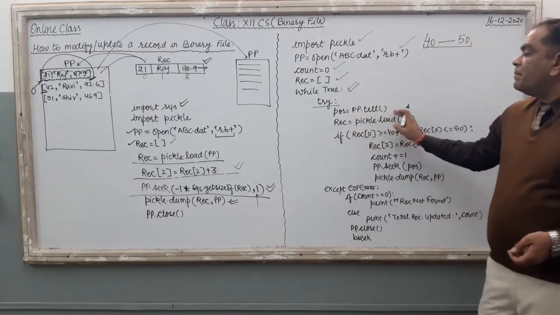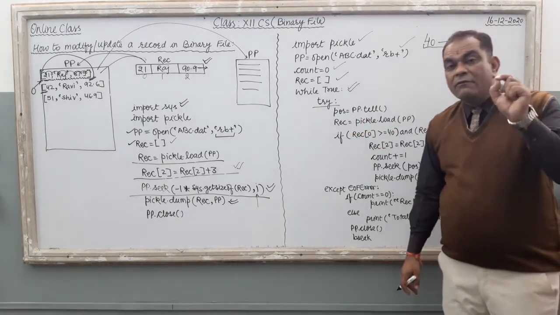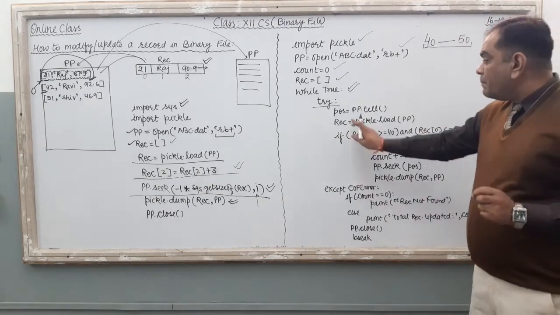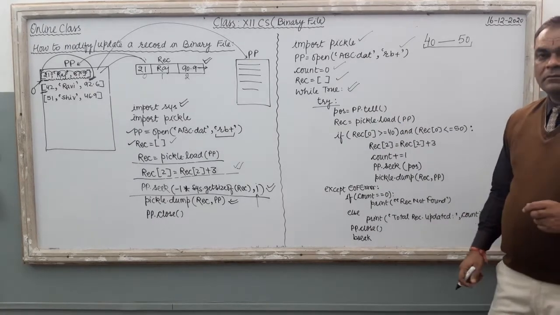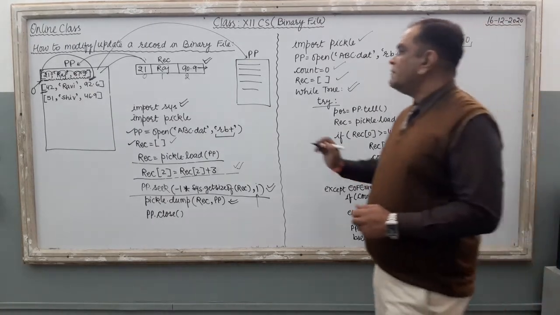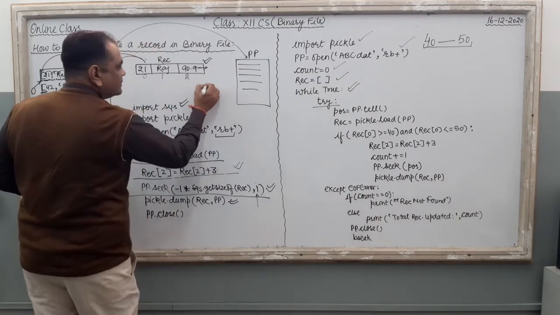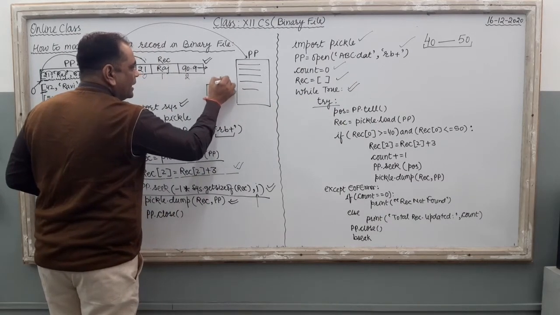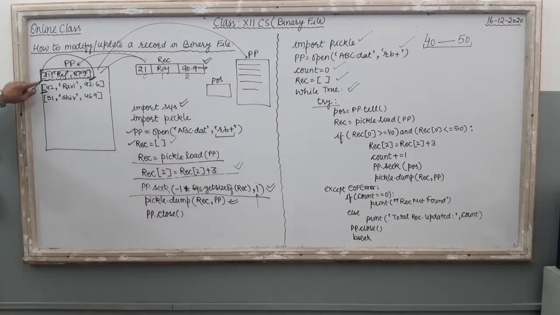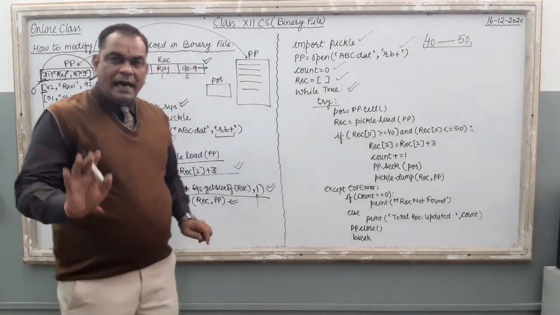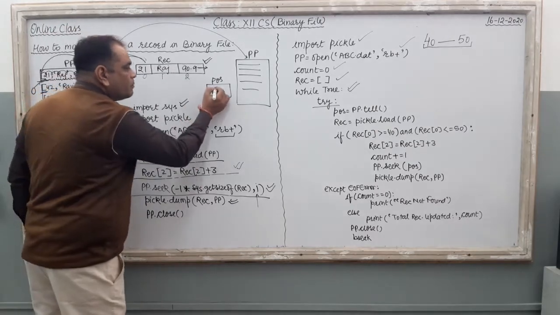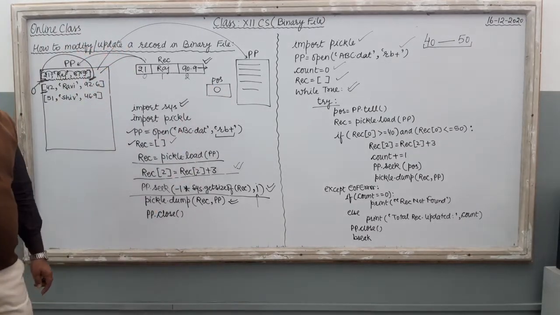pos equal to pp.tell. Here I have created one pos variable. ये pos variable में क्या स्टोर होगा? आपके कर्सर की पोजीशन. Clear? So just say pos variable is created inside the RAM like this one, pos. और मुझे क्या बता रहा है? When I am going to read the first record, this is my first record with the roll number 21. तो क्या होगा? In the while very first pos equal to pp.tell. Right now the cursor is at the 0th position. तो pos में आ जाएगा 0. Done? अभी देखना क्या होगा.